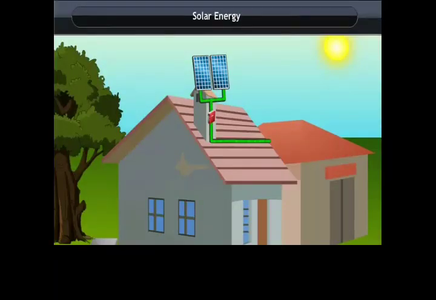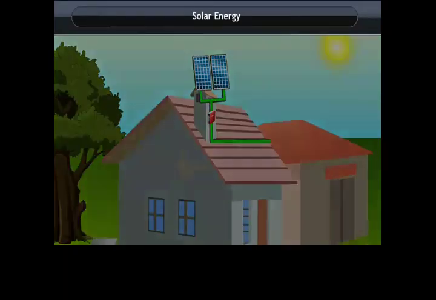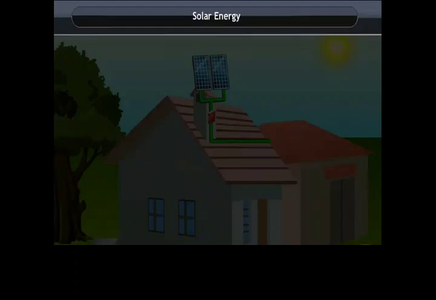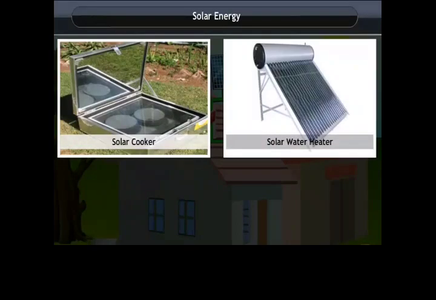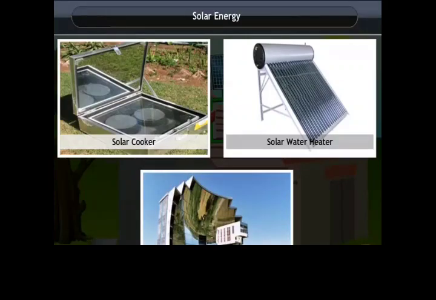Solar energy. Solar energy is the energy obtained from the sun in the form of heat and light. The heat energy is used in solar heating devices like the solar cooker, solar water heater and solar furnaces. The light energy is used in solar cells.